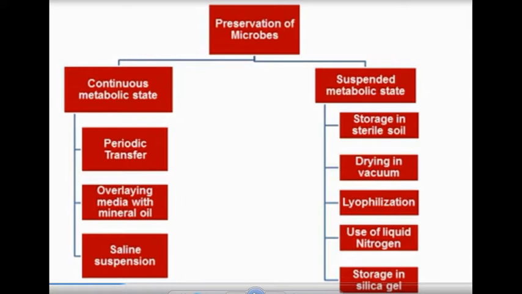The methods can be grouped into two types: continuous metabolic culture methods and suspended metabolic culture methods. Under continuous metabolic culture methods, we can talk about periodic transferring, overlaying with mineral oils, and making saline suspensions. Under suspended metabolic state cultures, we can talk about storage in sterile soil, drying with a vacuum, lyophilization, use of liquid nitrogen, and storage in silica gel.